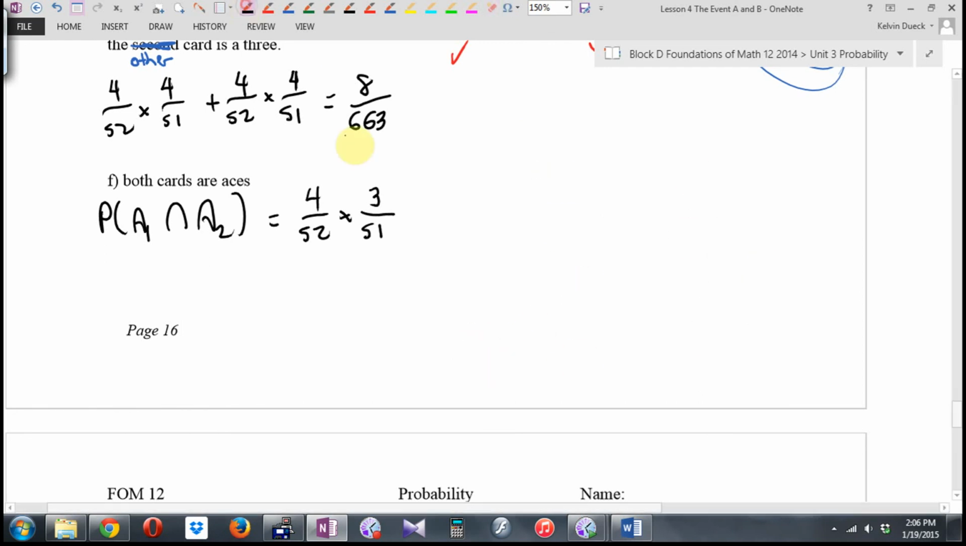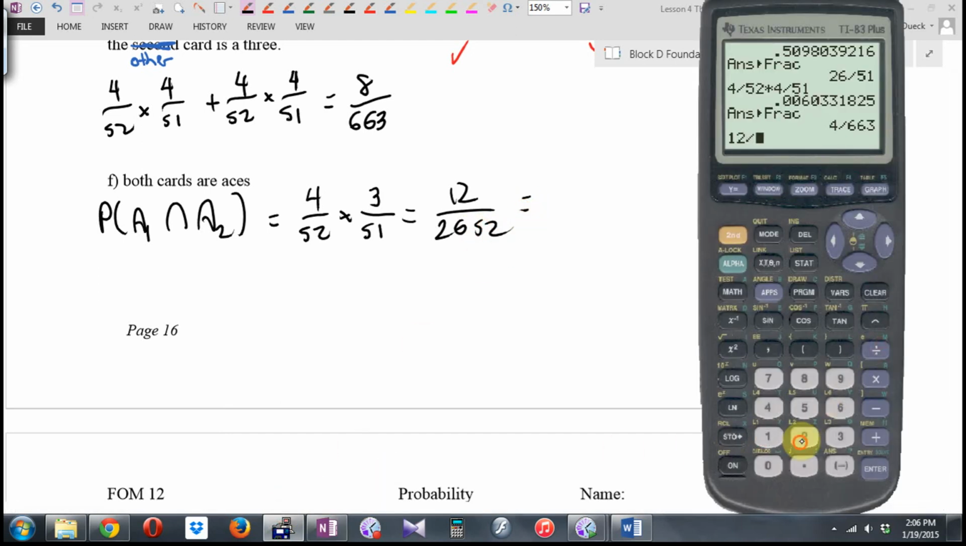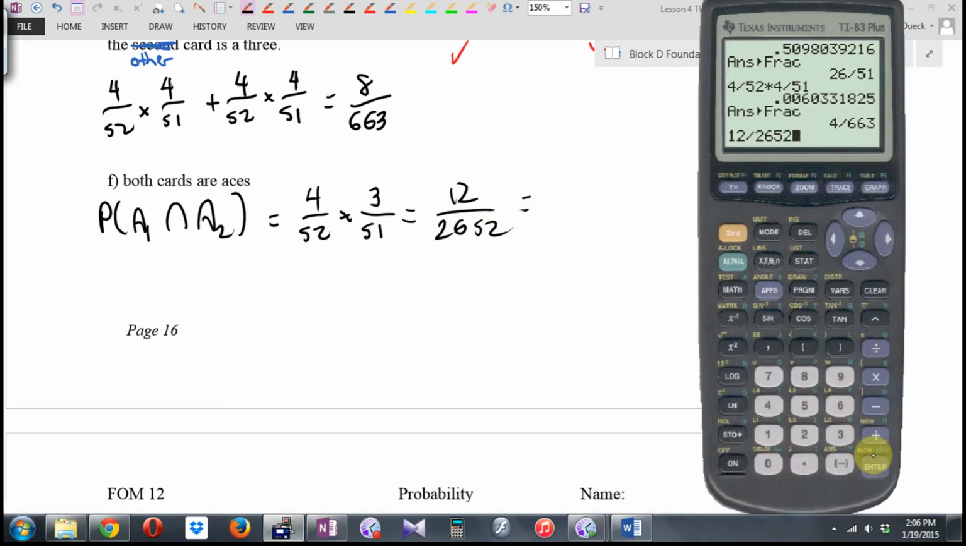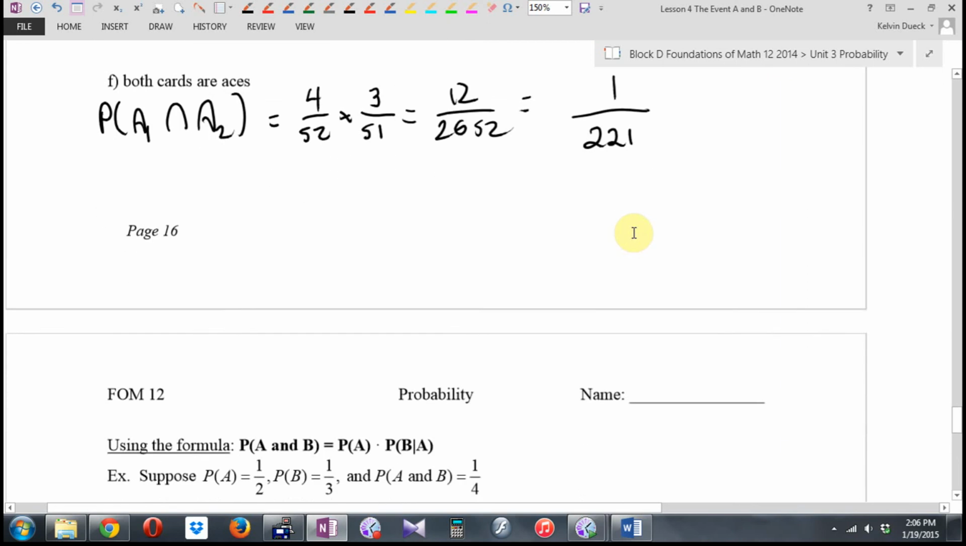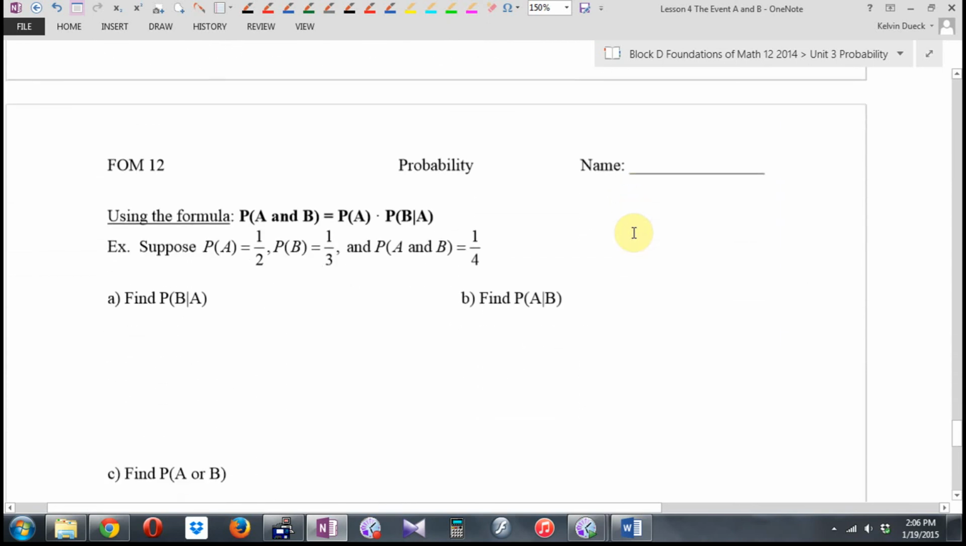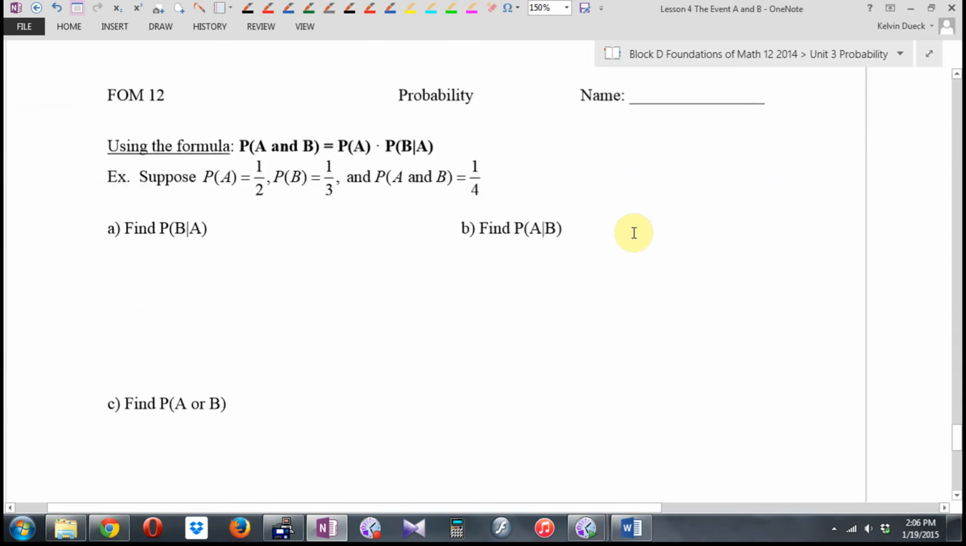It's going to be 12 out of 2652, which is 1 out of 221. Is that right? Not very high. Well, which is good, because getting 2 aces in a row should be unusual. That's the tree. Now what about the formula? Using the formula.